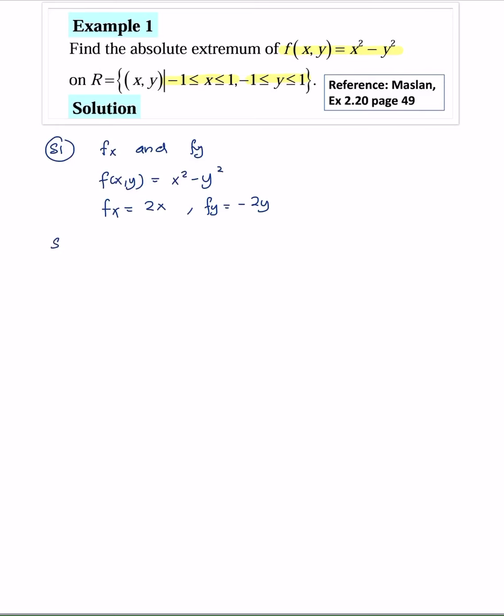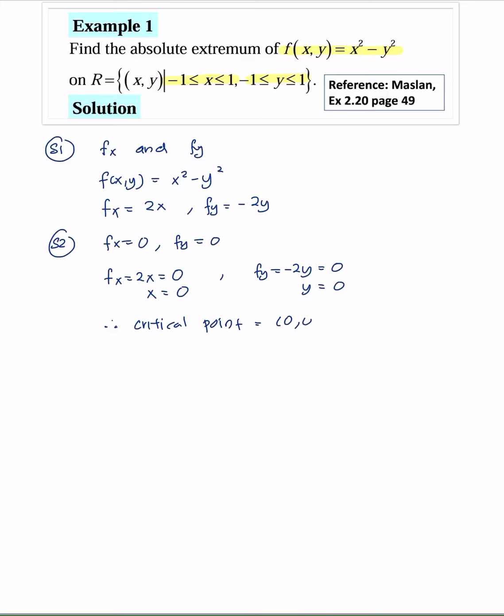For the second step, we need to equate fx equal to 0 and fy equal to 0 in order to find the critical point. Now fx is equal to 2x, which is equal to 0, therefore x equal to 0, and fy is equal to minus 2y, which is equal to 0, therefore y equal to 0 as well. Therefore, we will have our critical point, which is (0, 0).